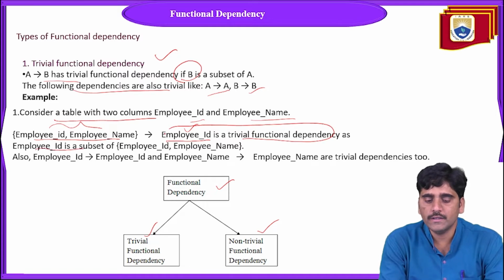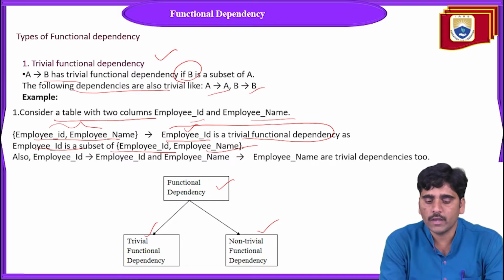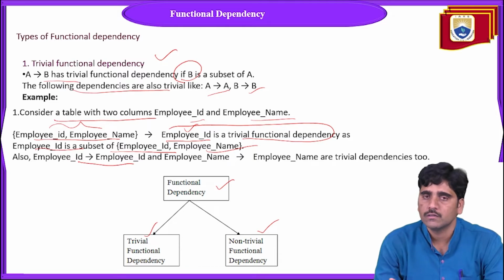So employee ID is a subset of {employee ID, employee name}, whether we have the primary attribute or another non-primary attribute. Also, employee ID belongs to employee ID. So if we have the employee ID column in the table, then we can retrieve the values of employee ID.